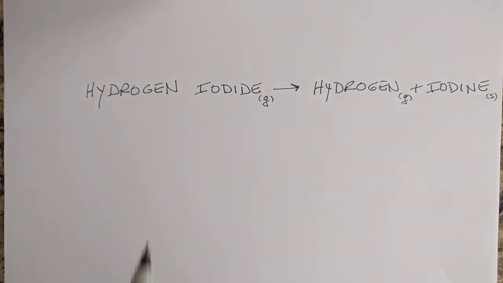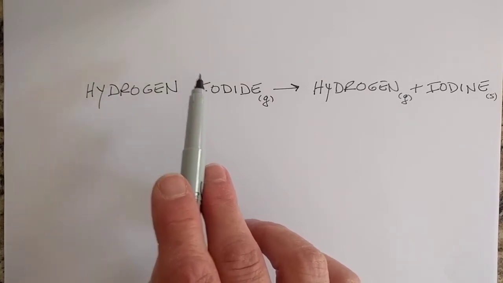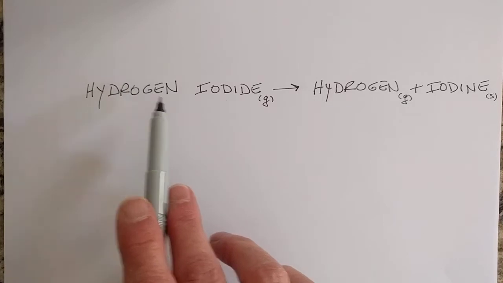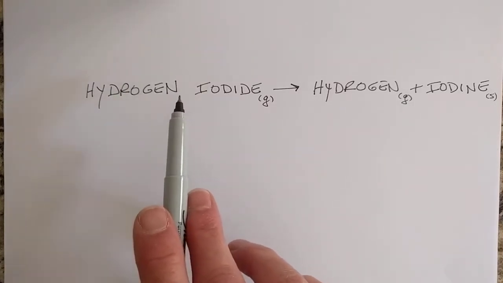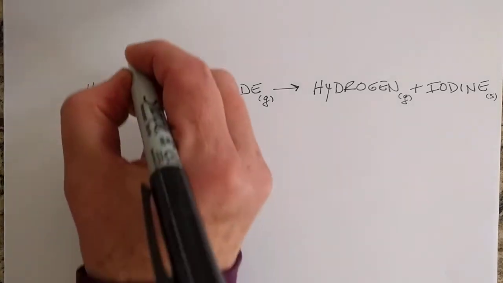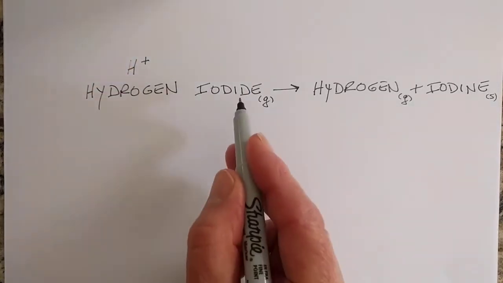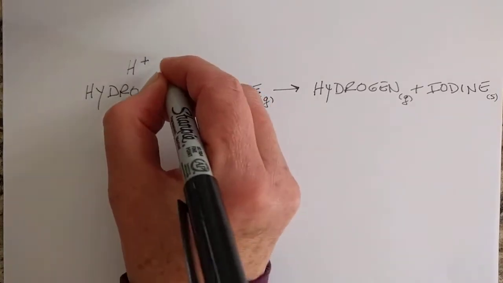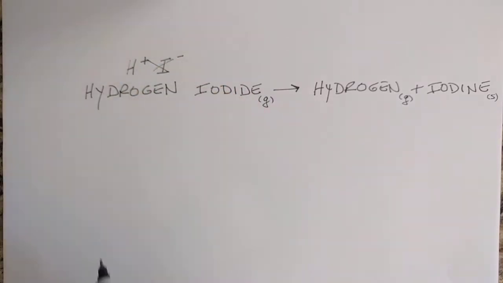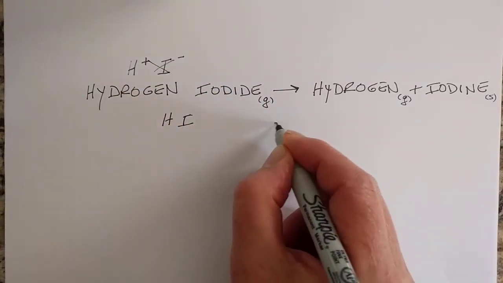So we have to get the proper formula for our substance. So hydrogen, to the left of the staircase, even though this is a molecular compound, we use the stock system to get the name and get the formula. So hydrogen, when it's in the front of a compound, is +1. Iodide, that is the iodide ion, which has a charge of -1. So we cross those charges and our formula is HI.